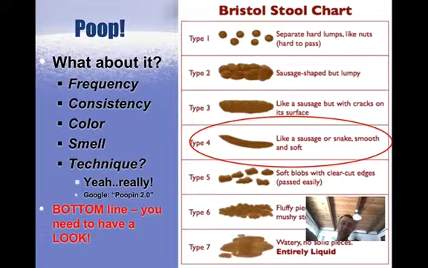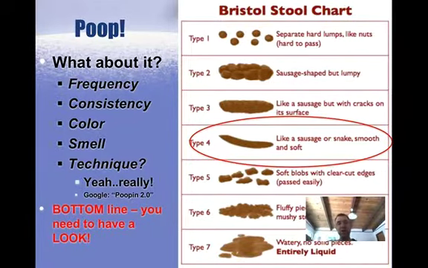So again, multiple causes to deviate from a type 4, and the farther away from type 4 that you are, the more reason for concern there should be if it's not a regular thing. So color, what color should it be? Well, that depends on a lot of things. Color is typically associated with the food that you eat. And so if the color changes dramatically, but the food that you ate didn't, that's a red flag.